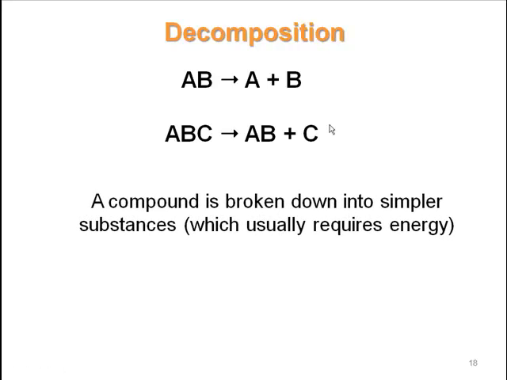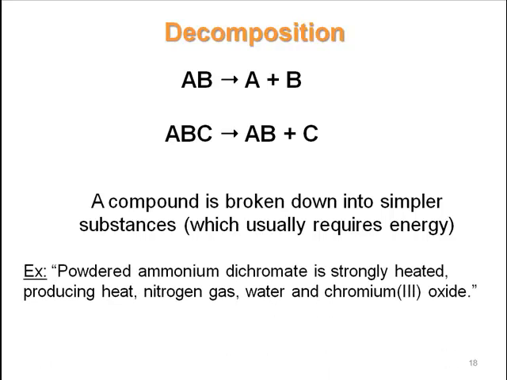Now, second example is decomposition. That's A and B breaking up, or A, B, and C breaking up. And maybe they're not all breaking up differently. Maybe A and B stays together. That's a common decomposition reaction. So a compound is broken down into simpler substances, which usually requires energy. Usually requires energy for this to occur.